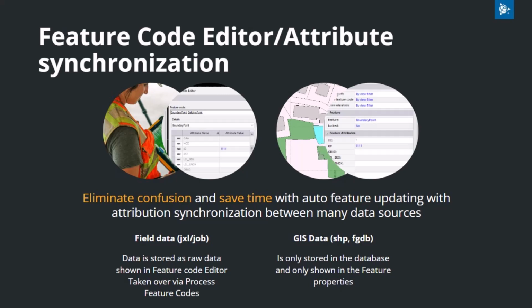So field data is stored in raw job JXL files, take an overview of processing feature codes, and the GIS only stores the data in there. So just to help with that confusion, there's better integration there.